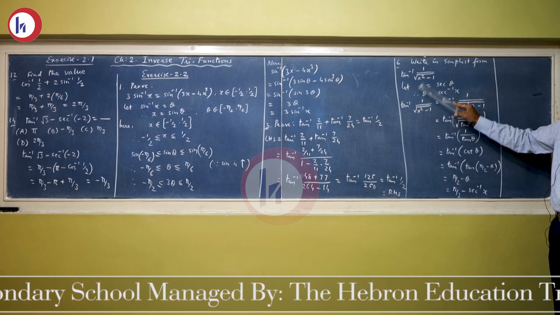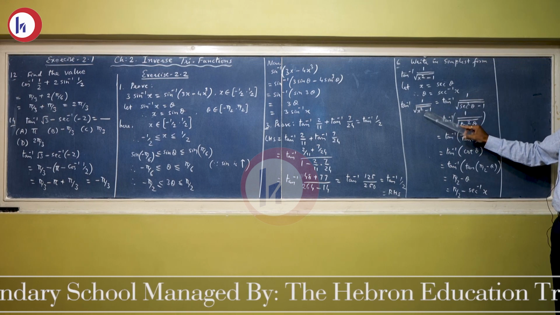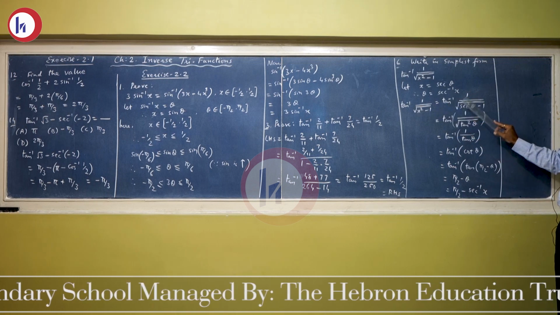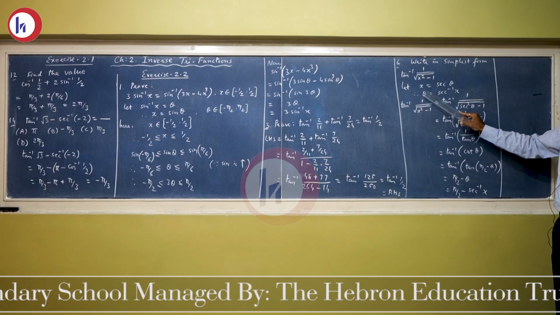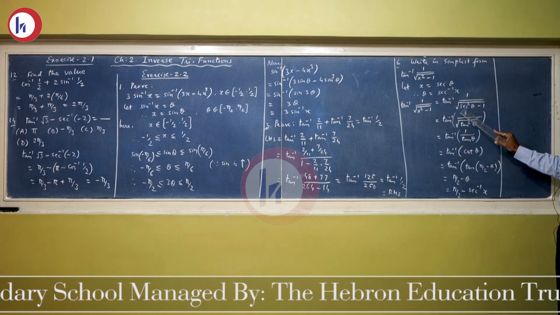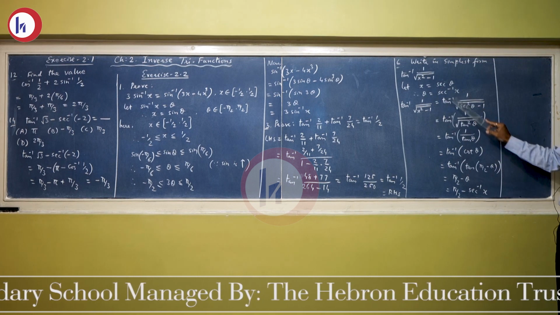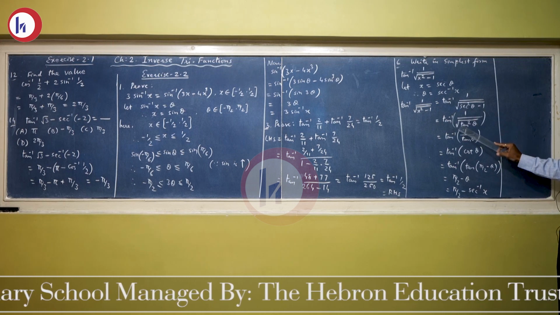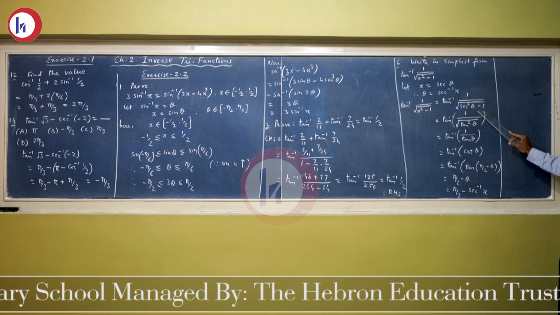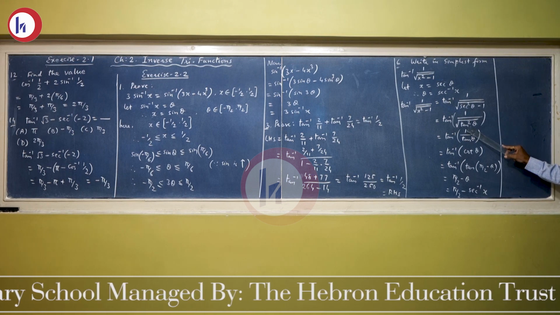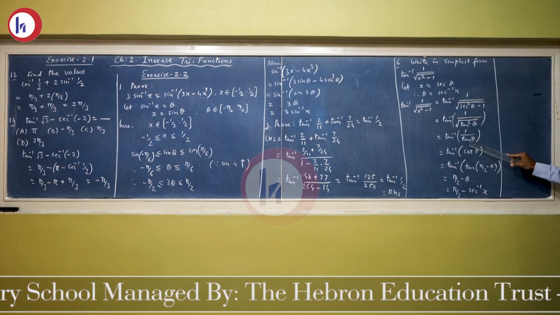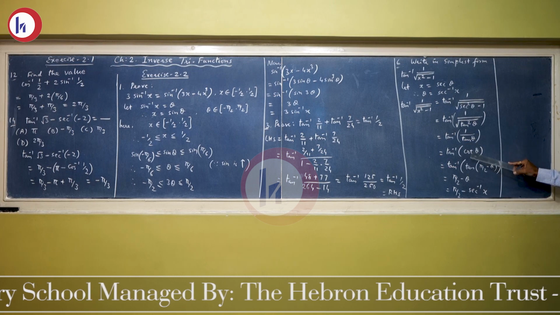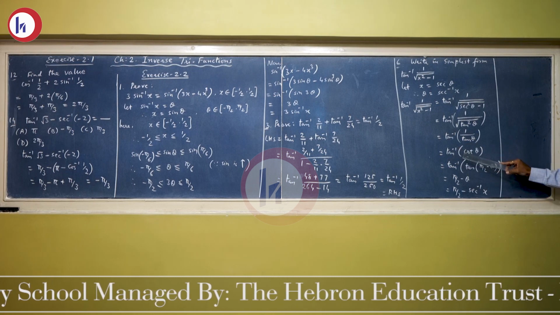Now see here, tan inverse 1 upon square root of x square minus 1 equals tan inverse 1 upon square root of, substitute the value we assumed, x is sec theta, therefore x square is sec square theta, minus 1. That is tan inverse 1 upon square root of sec square theta minus 1, which is tan square theta, so the square root of tan square theta is tan theta. 1 upon tan theta is cot theta. Now tan inverse cot theta.